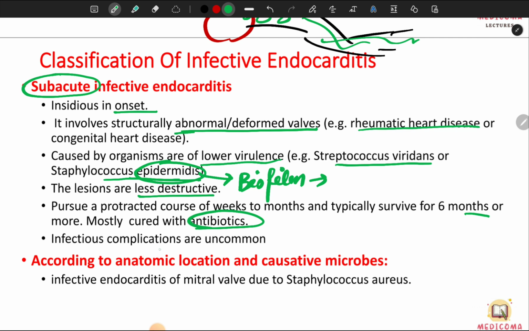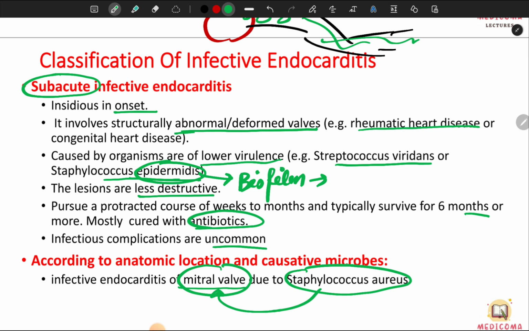Infectious complications are uncommon. And next, the classification is according to the anatomical location and the causative microbes. Infective endocarditis of the mitral valve due to Staphylococcus aureus. So the mitral valve most commonly involves Staphylococcus aureus. Why is Staphylococcus aureus most commonly involved, and why is the mitral valve most commonly involved?